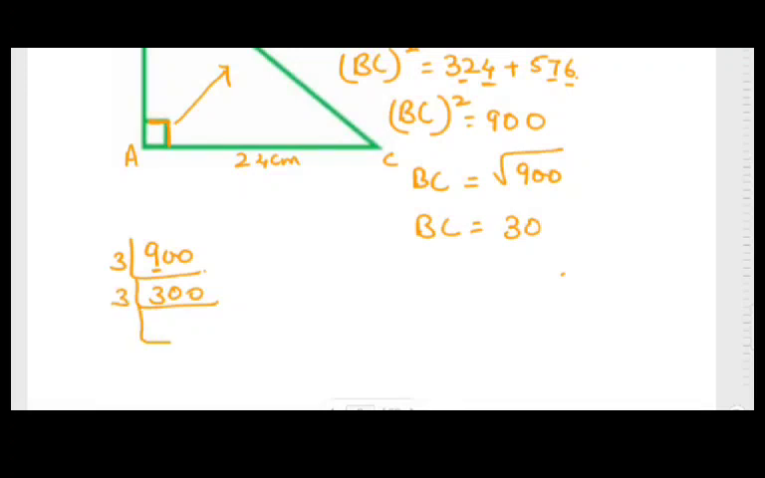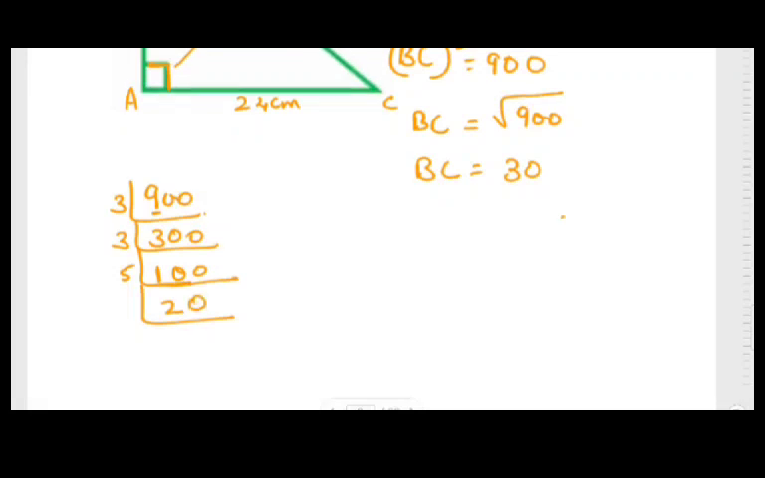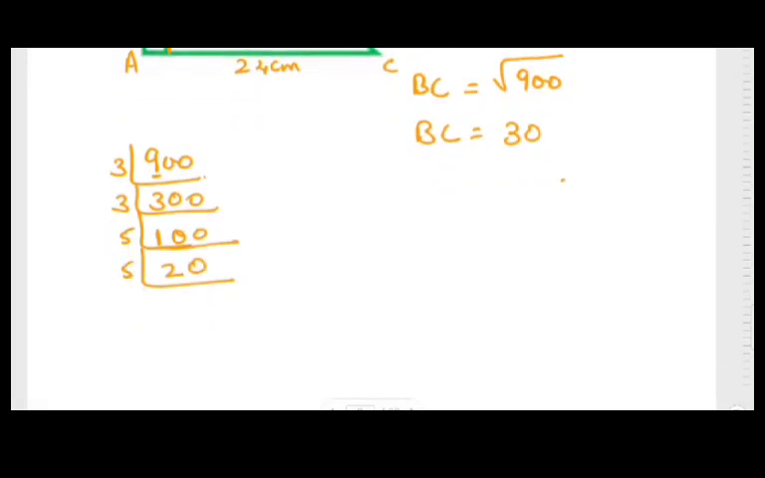3. 1s are 3 and 2 zeros follow. 5. 2s are 10, this 10, 0. 5 4s are 20, 2 2s are 4, 2 1s are 2.